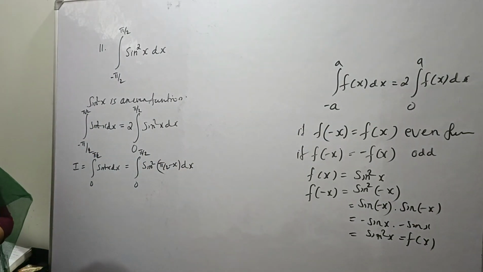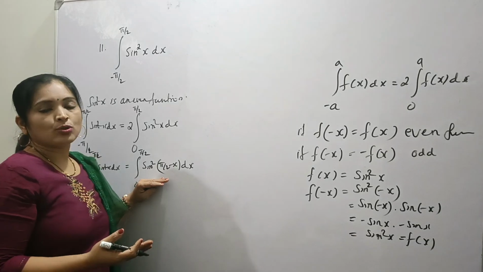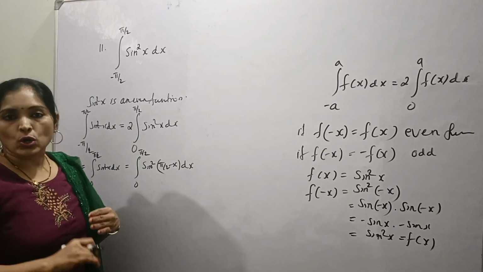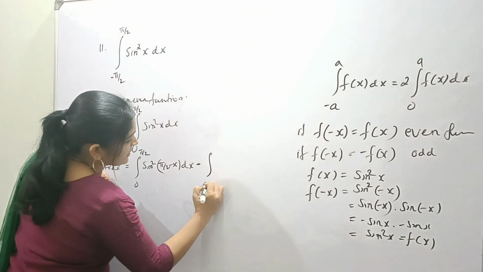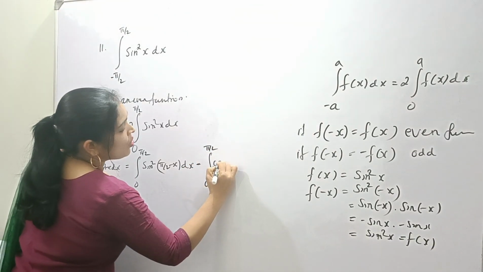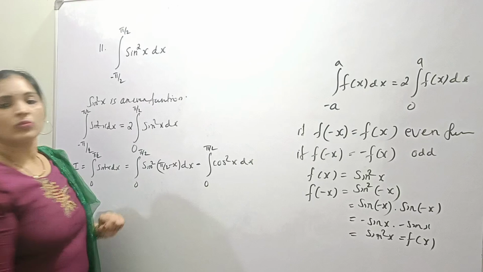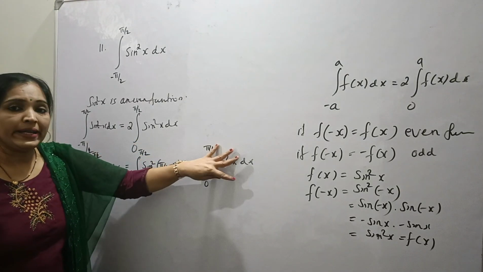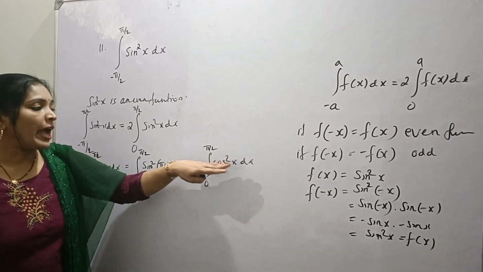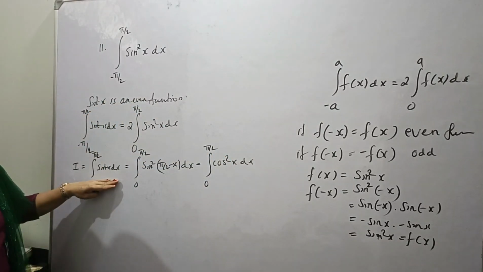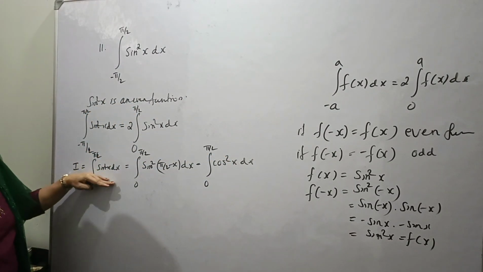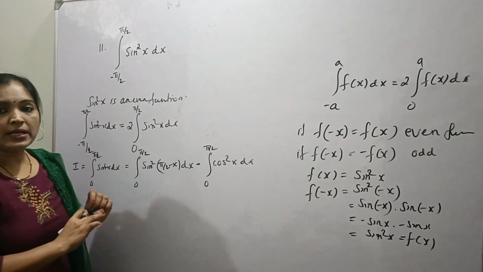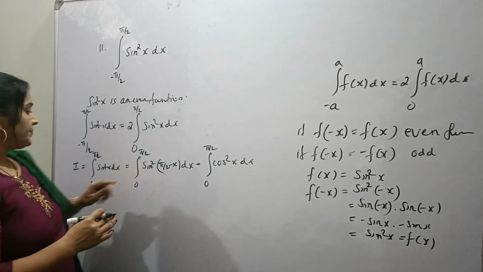What is sine of pi by 2 minus x? Cos x, right? So here sine square of pi by 2 minus x is cos square x. So this integral is integral 0 to pi by 2 of cos square x dx. It is I, it is also I, because this one we have got from this integral, right? So here we have taken it is I and it is also I. So we will add these two integrals, that is 2I.